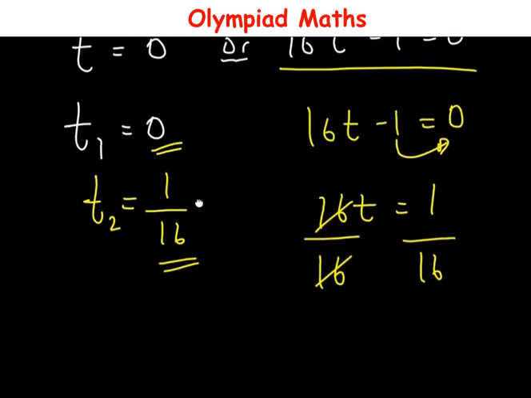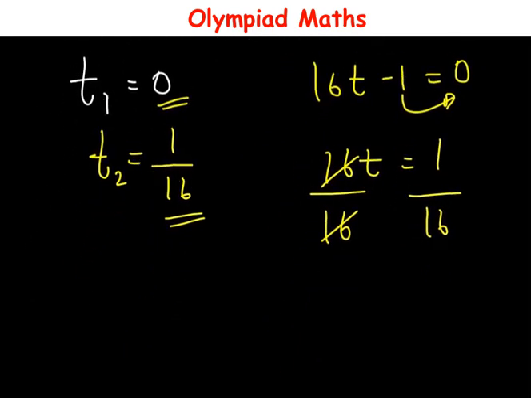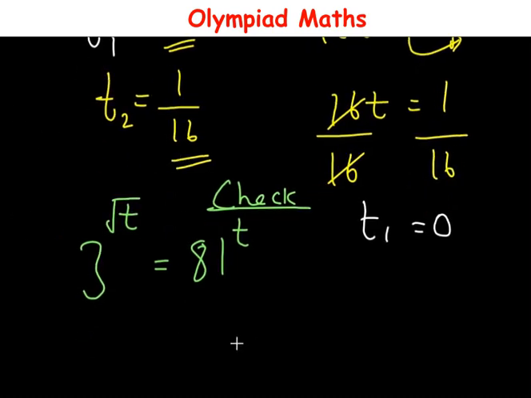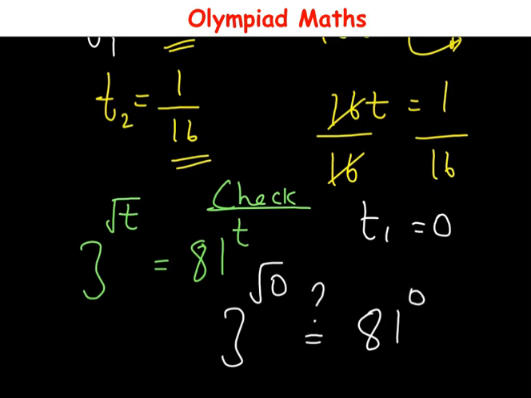Now the next thing for us to do is to check if these solutions of t are the correct solutions for the given question. So let us check the question, which is 3 raised to power root t is equal to 81 raised to power t. Now, for the first solution of t, t1 which equals 0, input the value of t as 0 into this equation. What we have is this, that 3 raised to power root t, t is 0, equals 81 raised to power t, t is 0, with this equal each other question mark.